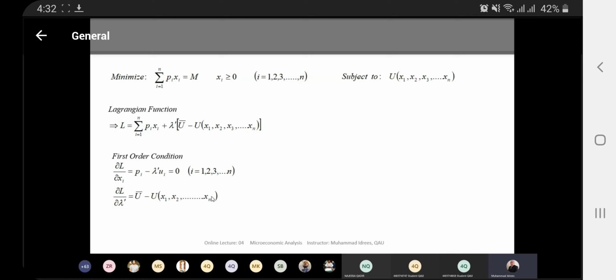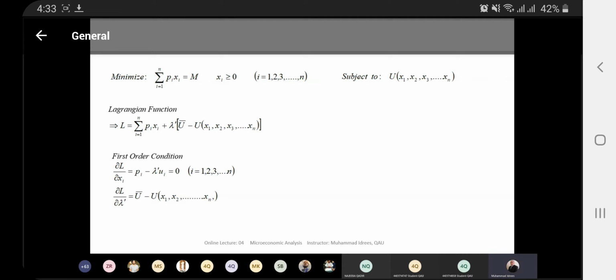Here one thing is missing in this equation, you should make it clear. The last equation should be written as equal to 0. So please make a correction. The last equation, curly L over curly lambda prime, is equal to u prime minus u, which is the function of x1, x2 up till xn. This should be written as equal to 0. This is a small typo, hope you will correct it. So we applied the first order conditions. If there is any question regarding the first order conditions, you can ask now.